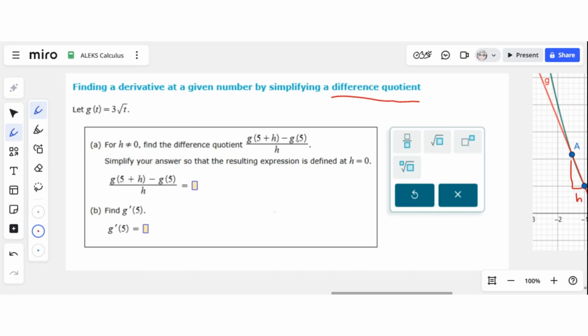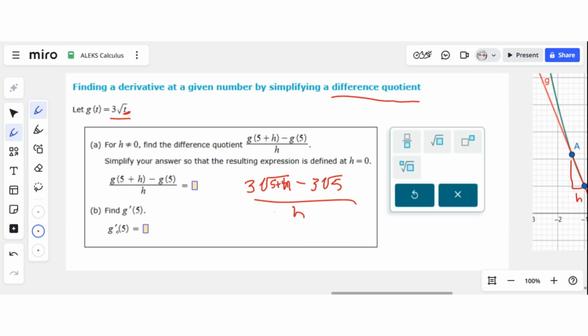This is the difference in the y coordinates and the difference in the x coordinates that we defined as h here. Our function in this case is 3 times the square root of t, and we want to find g of 5 plus h and g of 5. So let's write that in here. G of 5 plus h. What that means is I'm going to put 5 plus h in for the t here. So that's going to be 3 times the square root of 5 plus h. And then g of 5, we're subtracting that, is just going to be 3 times the square root of 5. And that's all going to go over h.